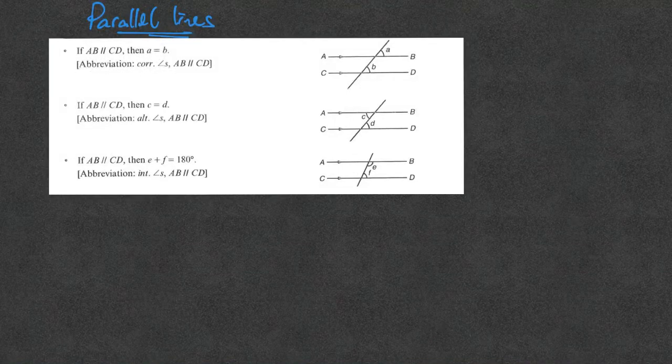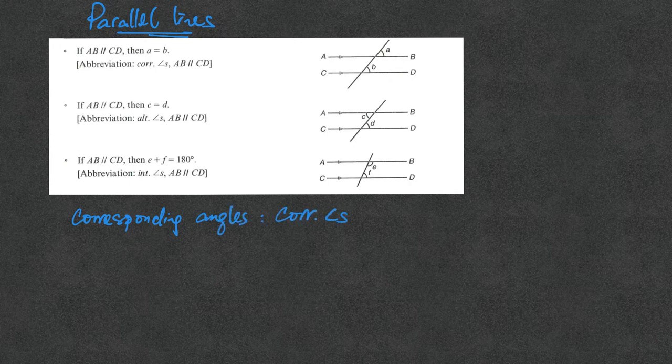In this video, we are going to see the features of angles in parallel lines. There are three different kinds of angles you will find in parallel lines. One is called corresponding angles. Okay, let's write the full words. We have the short form called CORR angles.